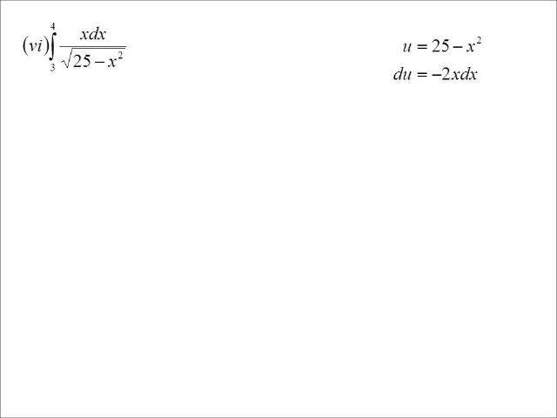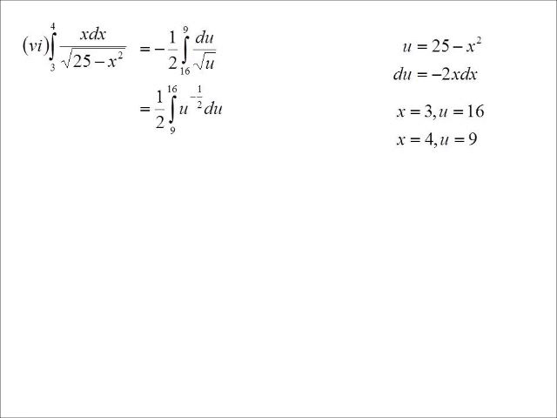All right. u equals 25 minus x squared. du is minus 2x dx. It's a definite integral. We've got to work out our new limits. When x is 3, u is 16. x is 4, u is 9. So substituting in, we get minus a half du on root u. There it is. Remember I said these common ones that pop up a lot? du on root u.